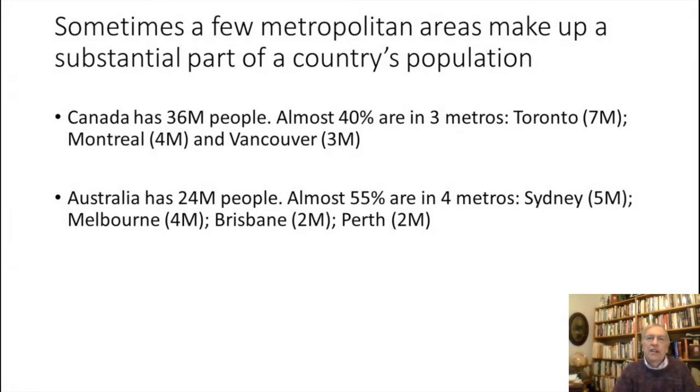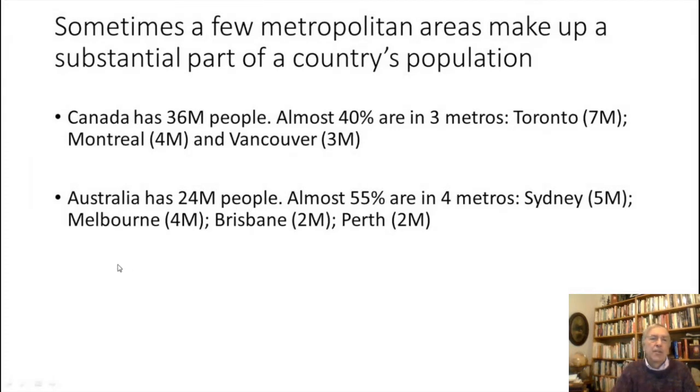And in fact, you don't get half, but you get 40% of Canada's population in metropolitan Toronto, 7 million, metropolitan Montreal, 4 million, and metropolitan Vancouver, 3 million. Canada only has 36 million people. That's a little more than a tenth of the United States population.